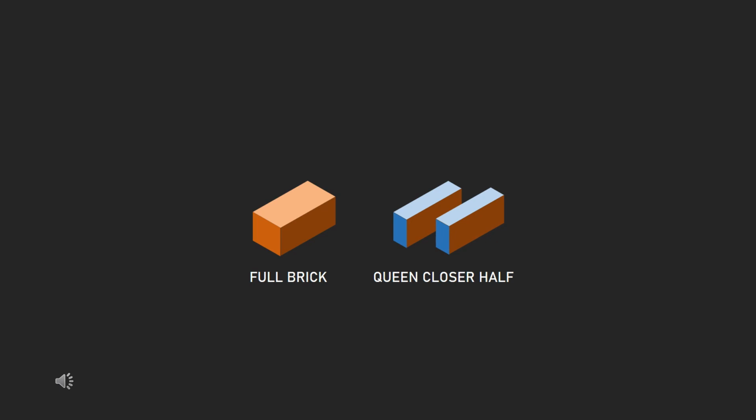And as we have seen before when we looked at the types of bricks, a queen closer half is nothing but a regular brick, a full brick sliced into half vertically.